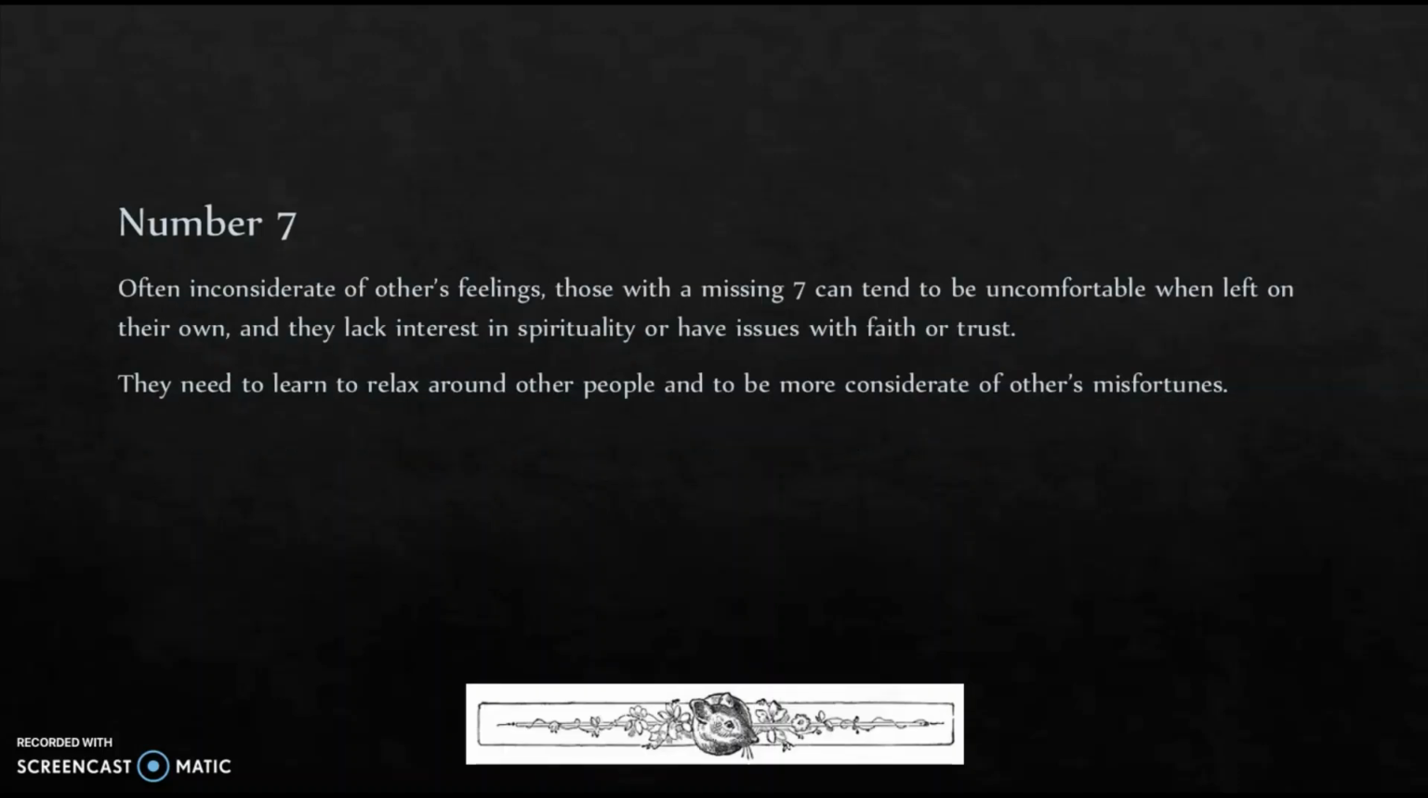Number 7. Often inconsiderate of others' feelings, those with a missing 7 can tend to be uncomfortable when left on their own, and they lack interest in spirituality or have issues with faith or trust. They need to learn to relax around other people and to be more considerate of others' misfortunes.